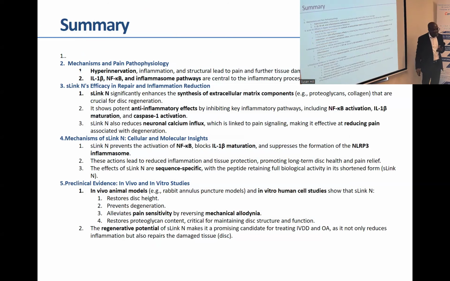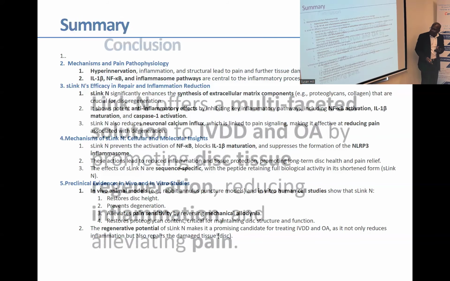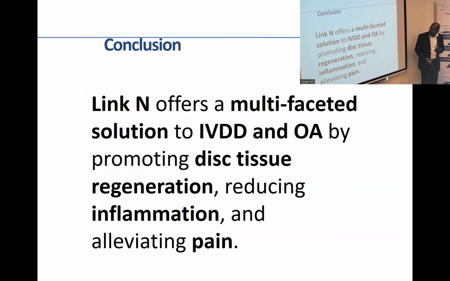So this is just what I was saying, and it's basically related to mechanism and pain pathology, and the efficacy in repair and inflammation, which we are able to show in vivo. We have delved into the mechanisms of how it works, and we have also looked at the preclinical evidence in vivo. So the conclusion to all that is that Lincoln offers a multifaceted solution to intervertebral disc disease and OA by promoting tissue regeneration, reducing inflammation, and alleviating pain.